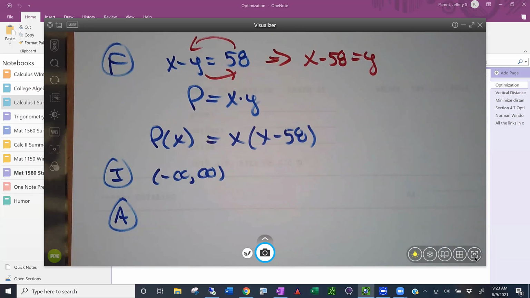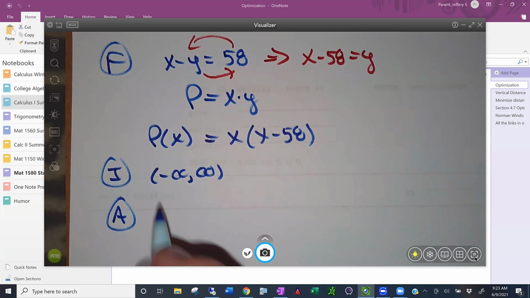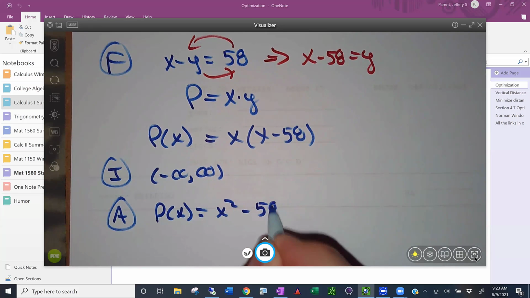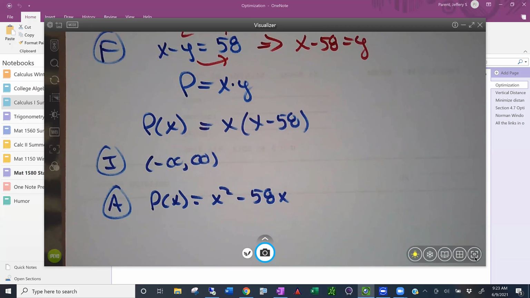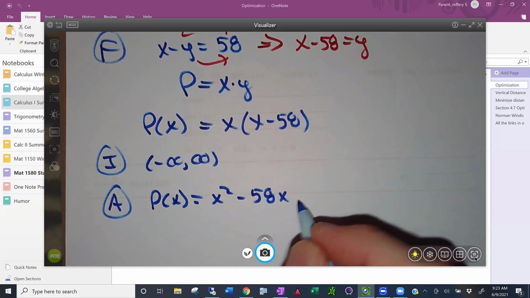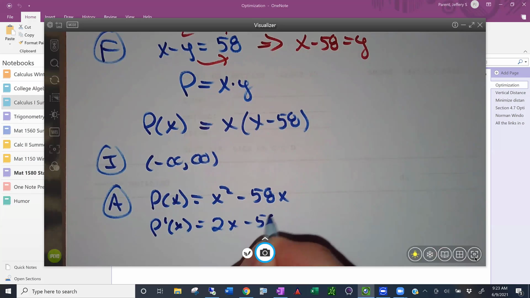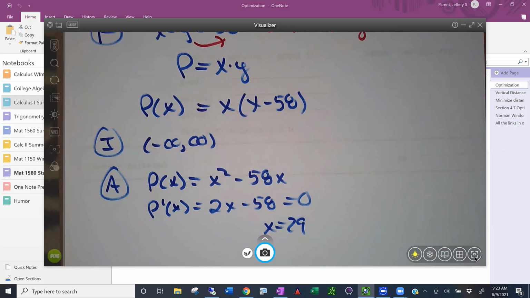Now it comes down to the analysis. P of X, let's call it X squared minus 58X. I want to minimize that function. How could I minimize that function? Find the derivative of P of X and then set it equal to 0 and solve. Yep. Find the derivative, set it equal to 0, solve. So P prime of X is just going to be 2X minus 58 equals 0. I hope you don't mind me fast forwarding to X equals 29. Nice.